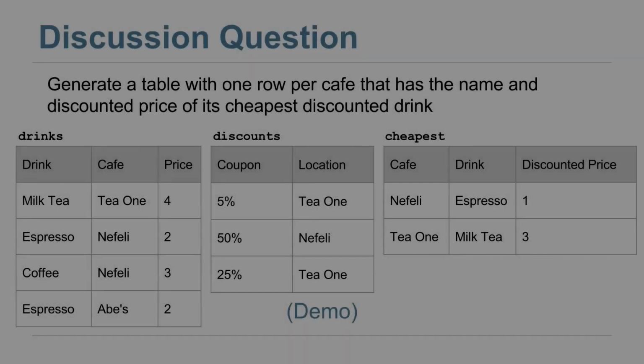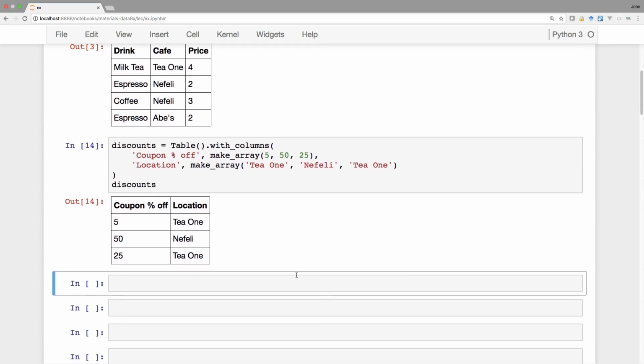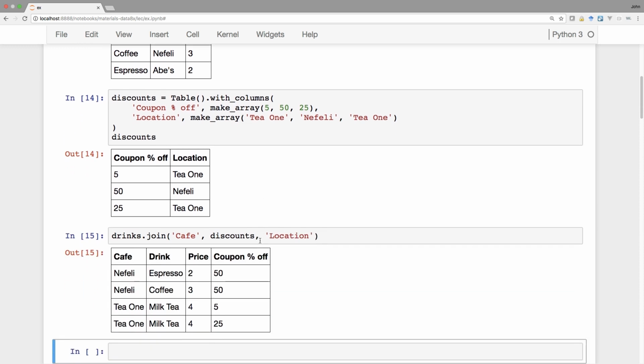Here we go. Here's the drinks table from the slide, the discounts table from the slide. We're certainly going to need to join them together. And we join on the location of the cafe. That's where we see similar values in this table and this table, just like before. So we can say drinks.join on cafe with the discounts table, which calls its cafe's name location, and we get the following result, which is all of the different discounted drinks.